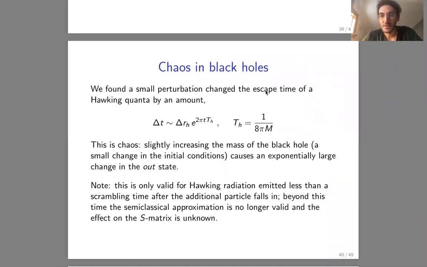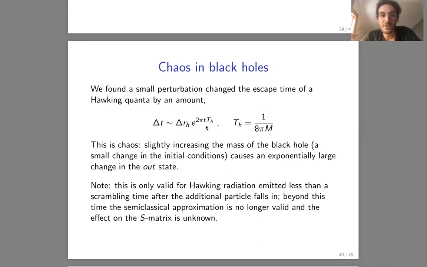So that's a very simple calculation, and Polchinski got exactly what he wanted: this small perturbation, sending this one additional quanta in, changed the escape time of the Hawking quanta by an exponentially large amount. Now Polchinski stopped there in explaining, because I guess he figured it's self-evident this is chaos. But to elaborate, this is chaos because slightly increasing the mass of the black hole, which really is a slight change in initial conditions, causes an exponentially large change in the outstate.